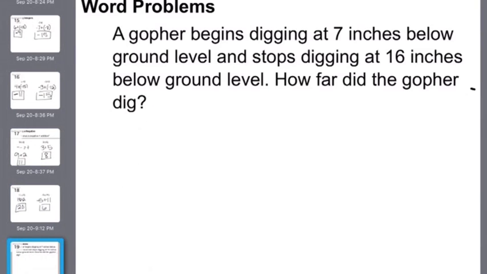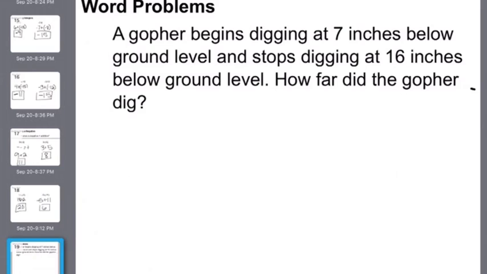So our word problem here says, a gopher begins digging at 7 inches below the ground and stops digging at 16 inches below the ground. We want to know how far he digged. I don't know the digged. Ask Roiger what the past tense of dig is and come back and let me know.